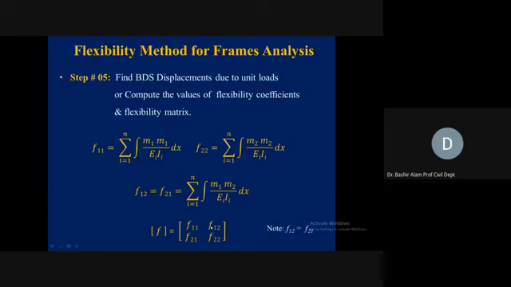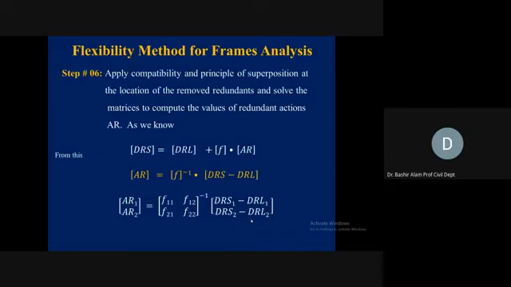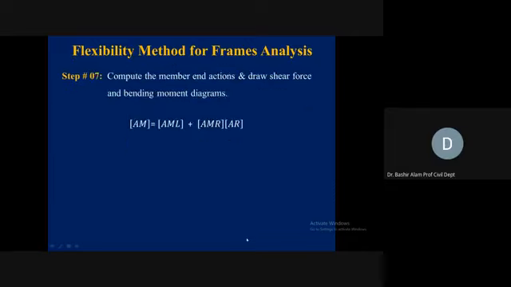Okay. And this way you make the flexibility coefficient matrix. Now going towards the compatibility equation and principle of superposition we are using. So again, the same configuration we have. AR is equal to F inverse times (DRS minus DRL).